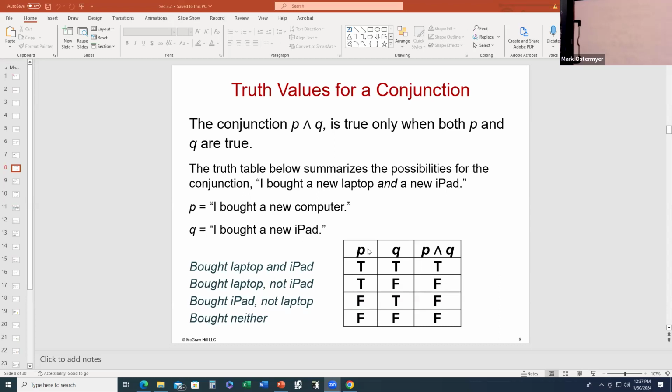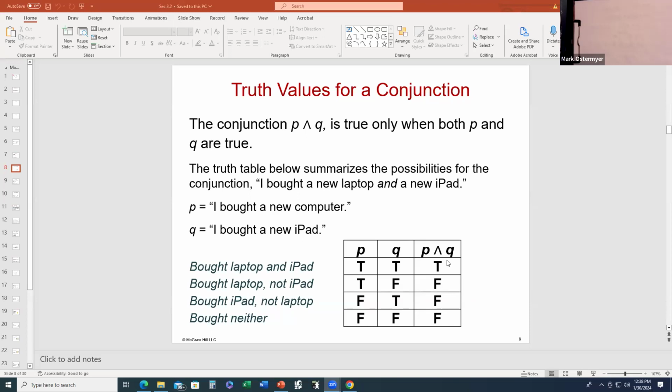Here we go. The P column is always true, true, false, false. The Q column is true, false. And now the P and Q column. True and true means the conjunctive statement is true. True and false means the conjunctive statement is false. False and true means the conjunctive statement is false. False and false means the conjunctive statement is false.